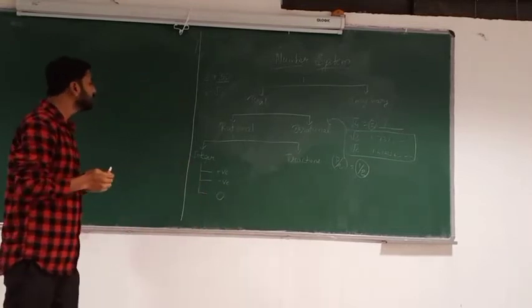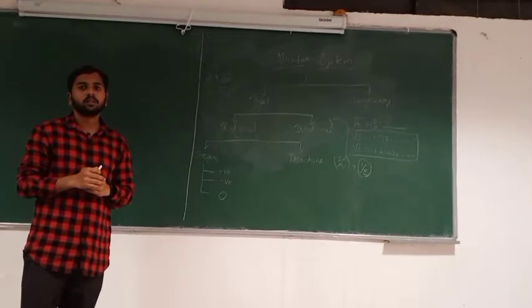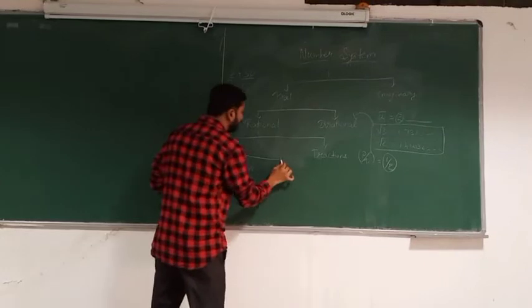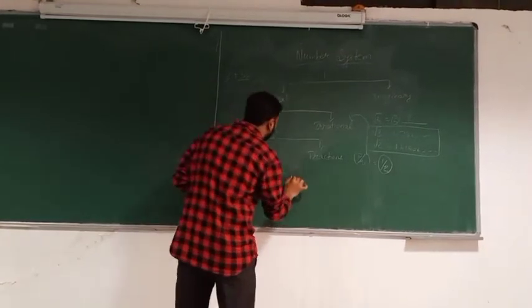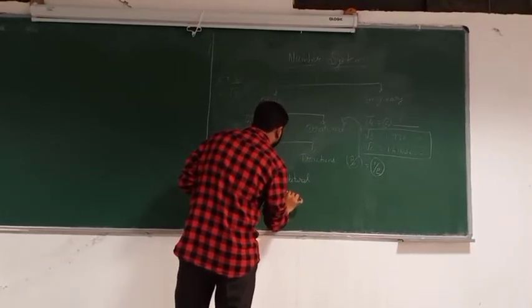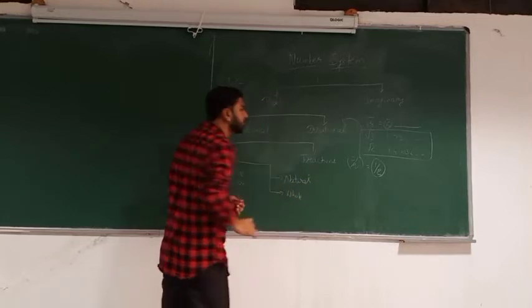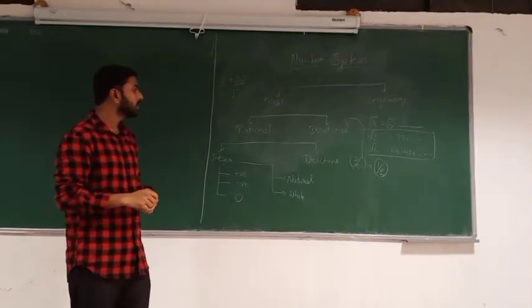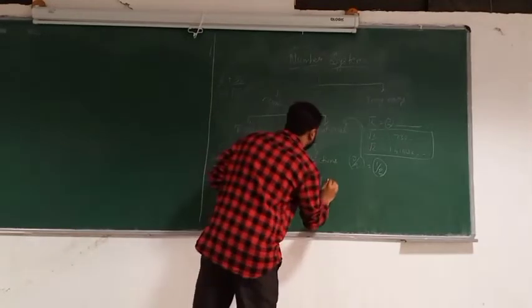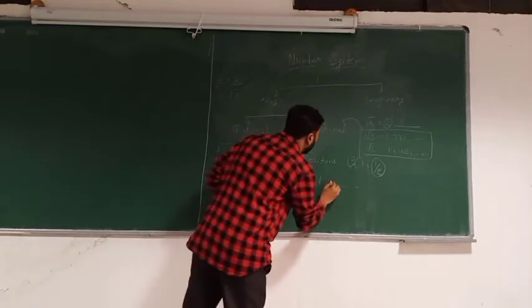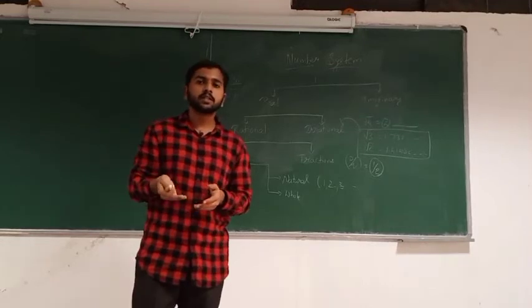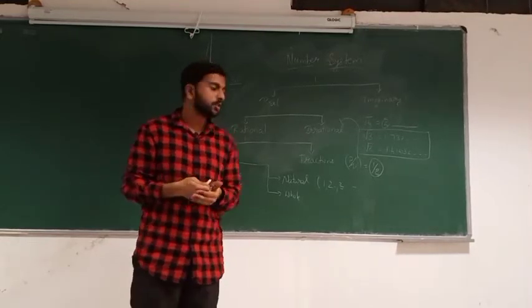And in the integers there is again a subdivision, which is called natural numbers and whole numbers. As we know, the natural numbers go from 1 to infinity, and the whole numbers include 0. Whatever the natural numbers are, with 0 added to them, that is called the whole numbers.